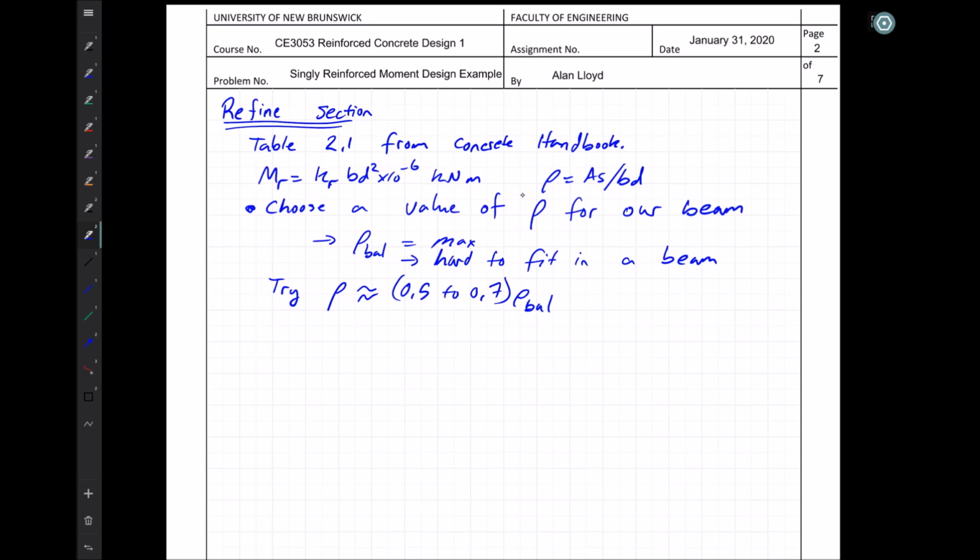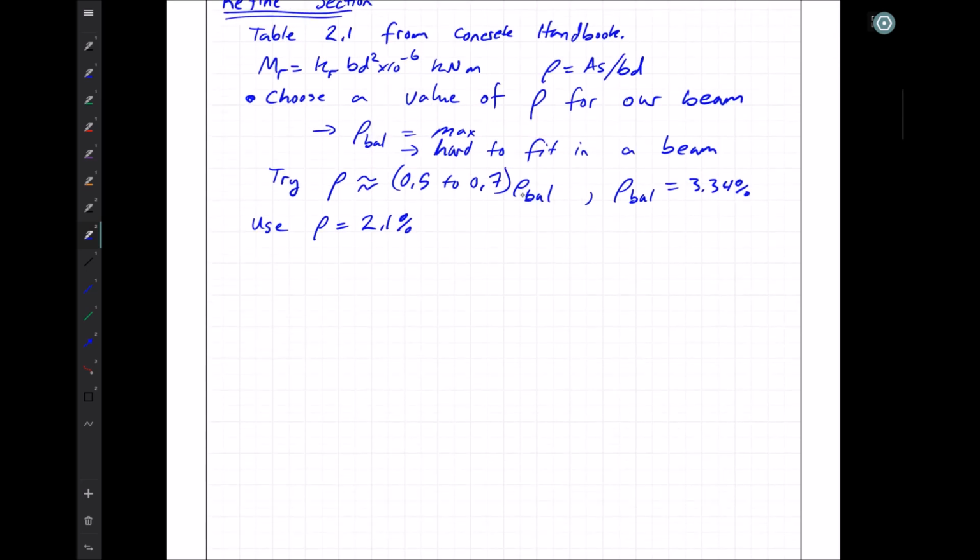So for this problem, we will use Rho equal to 2.1% as an arbitrary value that is approximately in that range of 50 to 70% of Rho Balanced. And here, Rho Balanced for this problem for 40 MPa concrete is 3.34%. So if we want a percentage about 50 to 70 or 75% of that, we'll take 2.1.